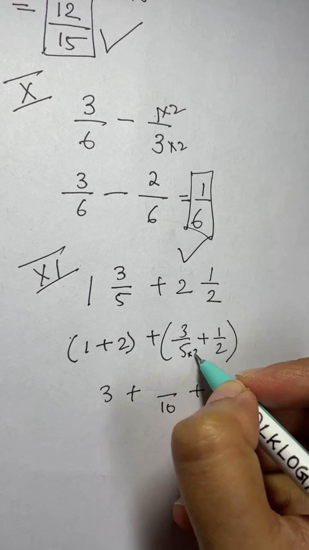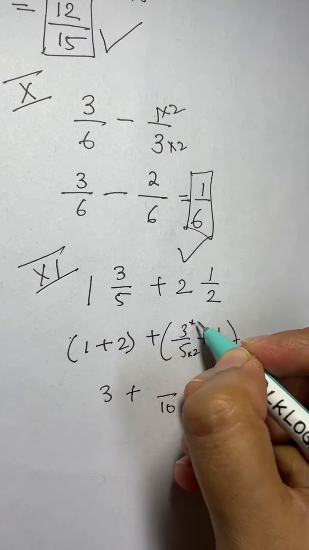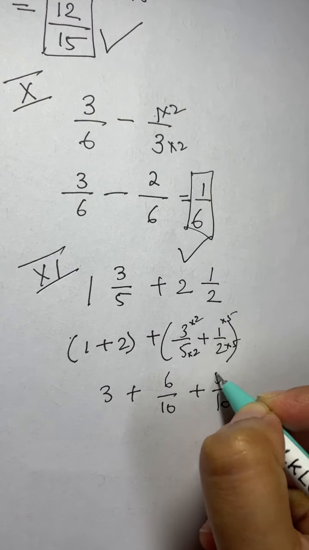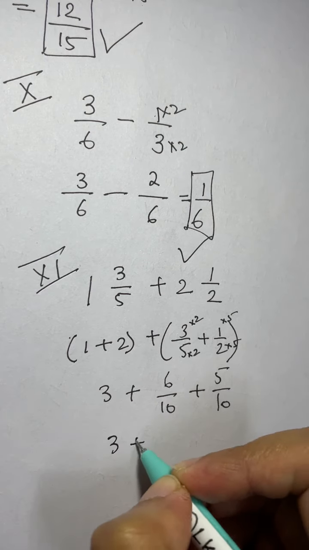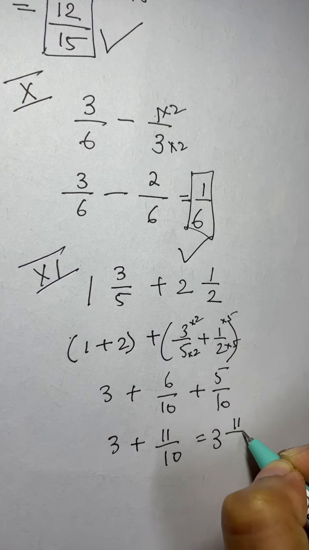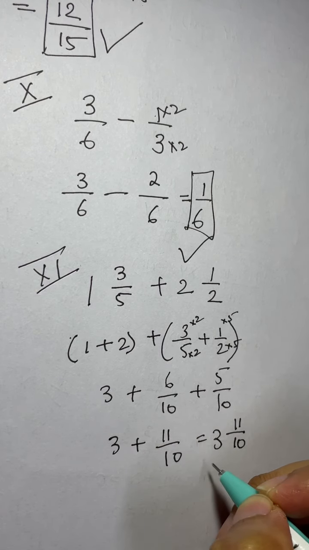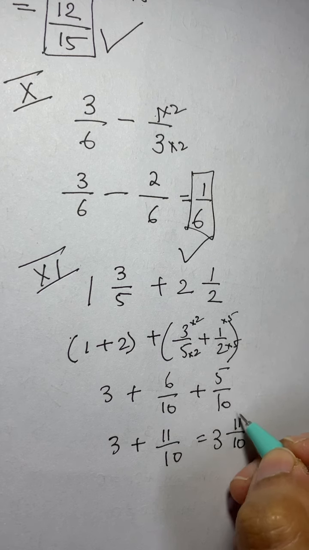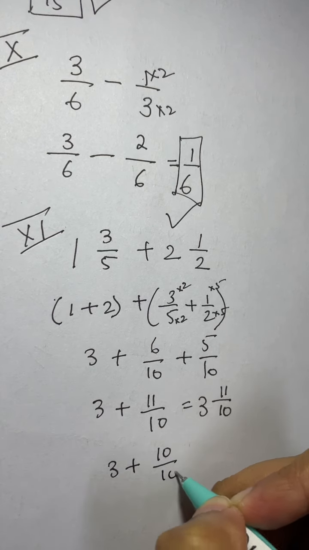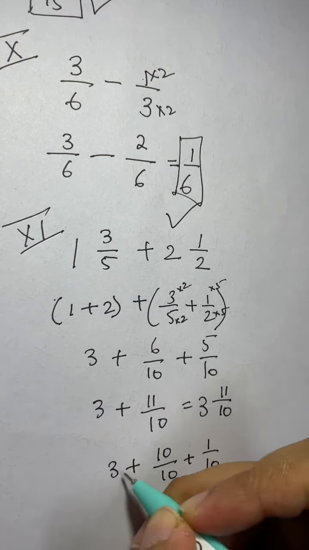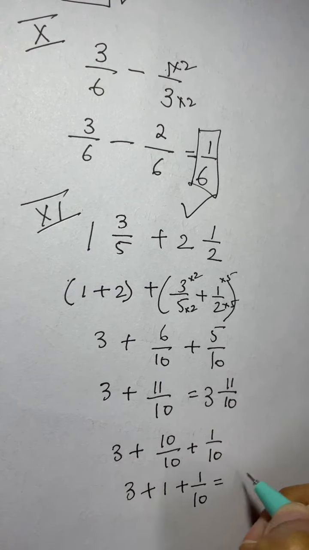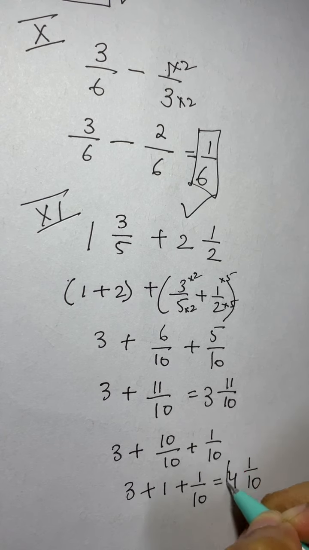So here 5 times 2, here 2 times 5, so you have to multiply 2, here 5. 3 times 2 is 6, and 1 times 5 is 5. So here you have 3 plus 6 plus 5 is 11/10. So that's 3 11/10 is your answer. And this is an improper fraction, so you can even convert it back. 3 plus 10/10 plus 1/10. Is that right? So you have another 1 whole. 3 plus 1 plus 1/10. So that's equal to 4 1/10, and that's your answer.